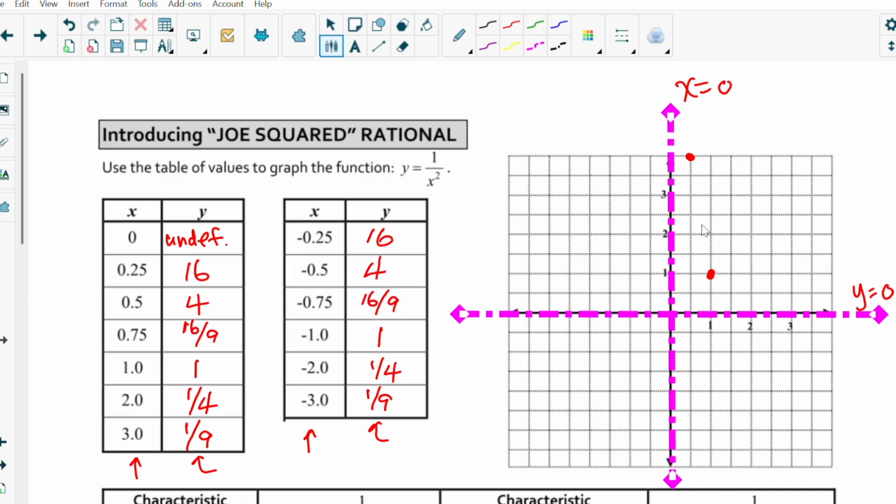0.75 and 16 ninths is right about there. Okay. 2 and 1/4. And then 3 and 1/9, like super close to the asymptote. So here's that first one.